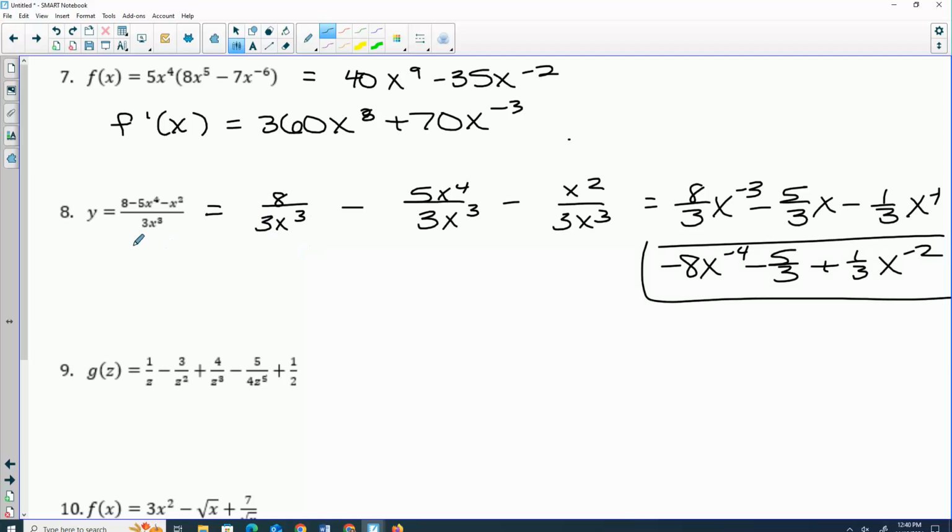If you didn't, then you do quotient rule. Low d high, derivative of the top is negative 20x cubed.